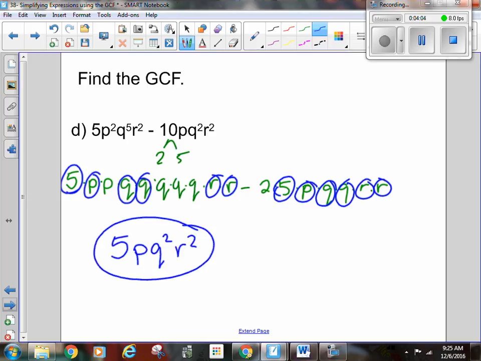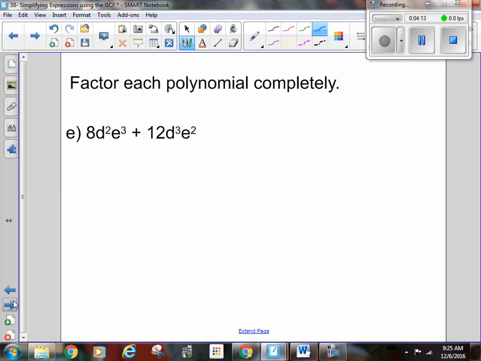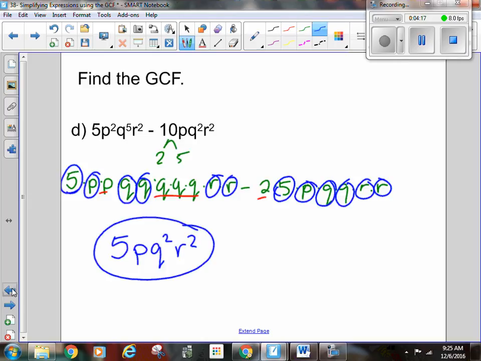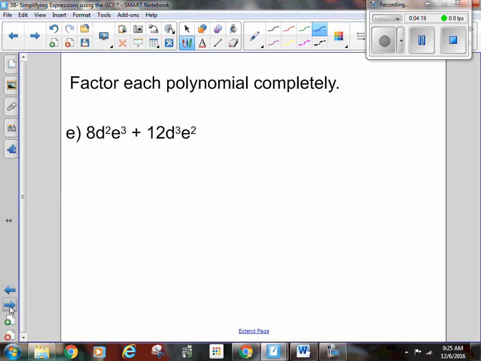This is the GCF, the greatest common factor. Now, you're probably wondering, what do I do with these leftover things here? We're going to see that in these next problems. So now the directions have changed. These ones said find the GCF. These ones say factor. So if we are instructed to factor, we are going to find the GCF, but then we're going to do something with those leftover things. So 8 I'm going to break into 2 and 4, 2 and 2.